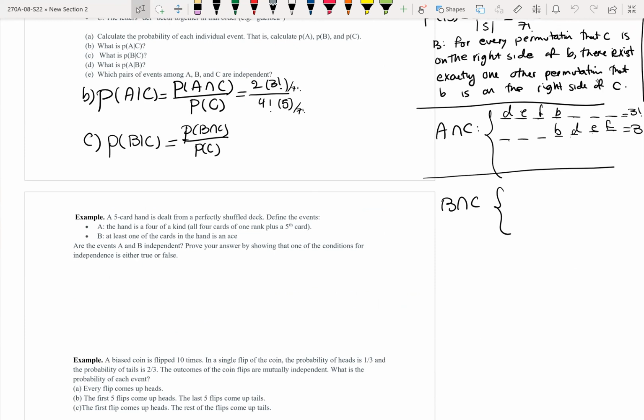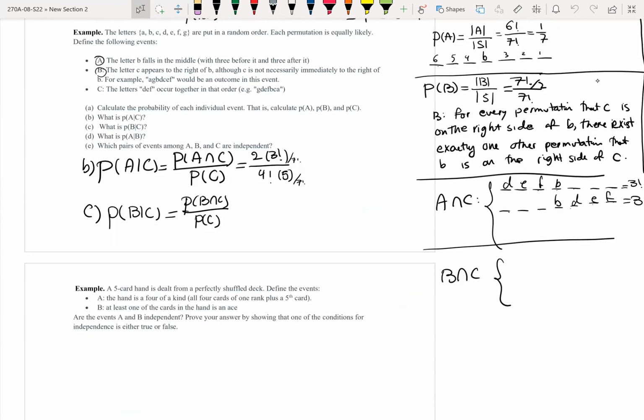What's B and C happening at the same time? So the letter C appears on the right side of the B, and then the D, E, F are to be together. So if you have 1, 2, 3, 4, 5, 6, and then 7, okay? D, E, F are together. So what would be the cases? C appears to the right side of the B.